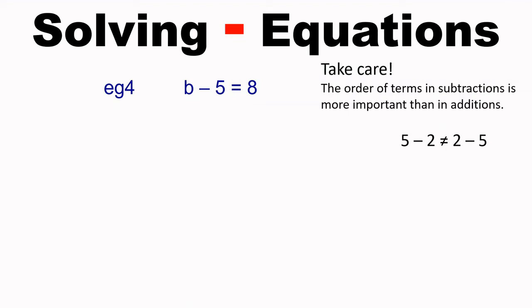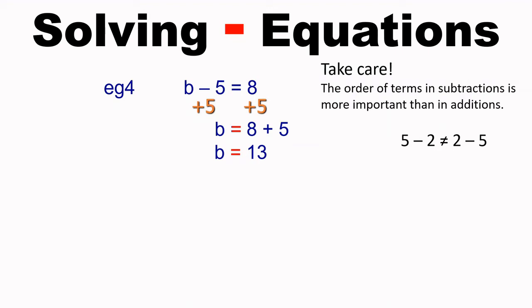So to get the b on its own, we need to unsubtract the 5. That is the opposite of subtracting 5. First, let's line up our equal signs, and then let's add 5 to both sides. That will get the b on its own because, of course, b minus 5 plus 5 will cancel out to be just b. And b is equal to 8 plus 5, which is 13. So our solution to this equation is b equals 13.